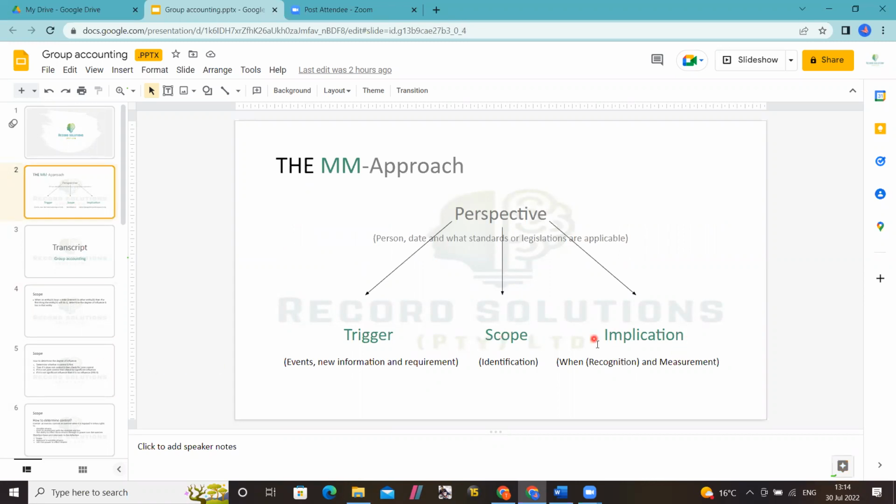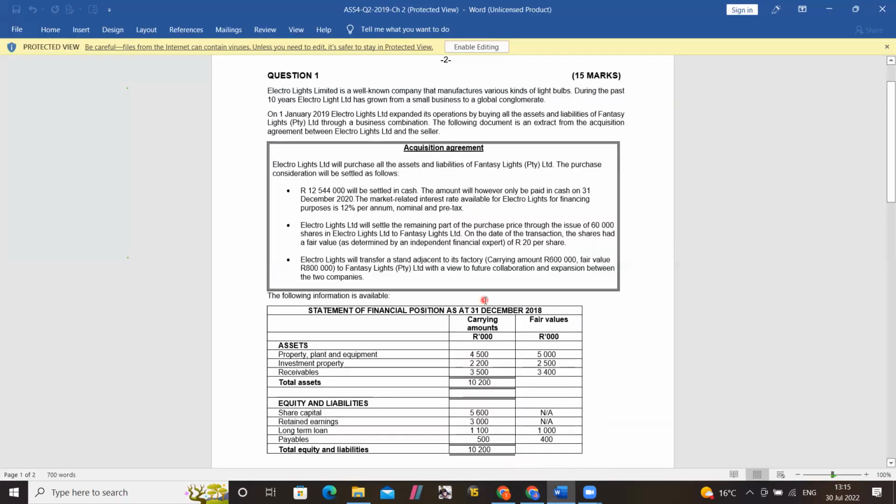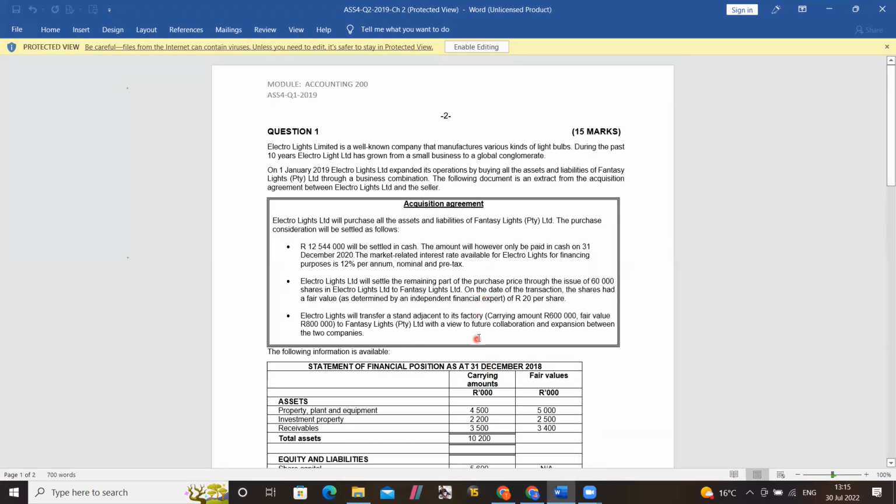So we are here. Do you see that this question is going to be focused on the implication, right? The recognition part and the measurement part, right? You can already see that even without reading the question, so without even reading the required. And then the document is an extract from the acquisition agreement between Electrolytes and the seller, right? So the acquisition agreement here says Electrolytes will purchase all the assets and liabilities of Fantasy Limited, right?